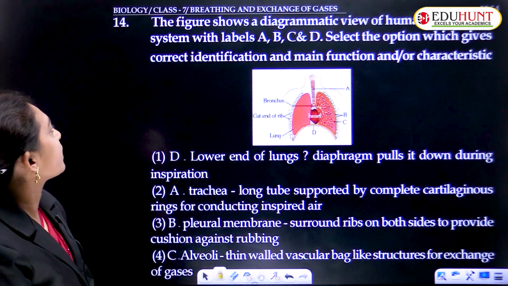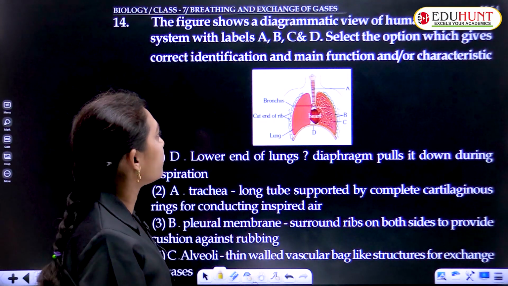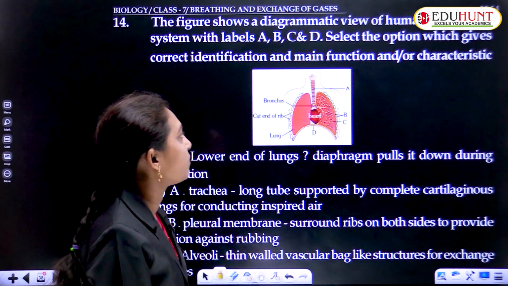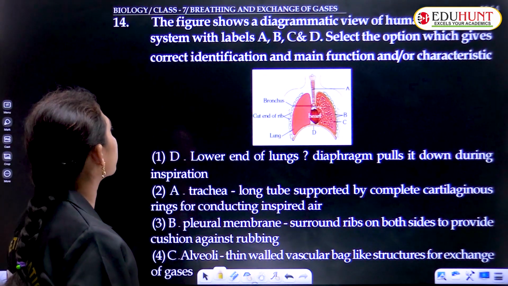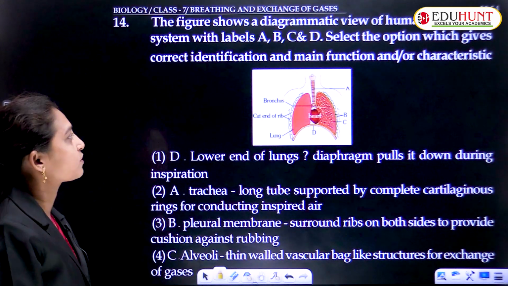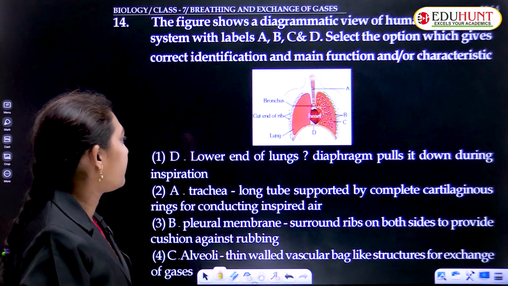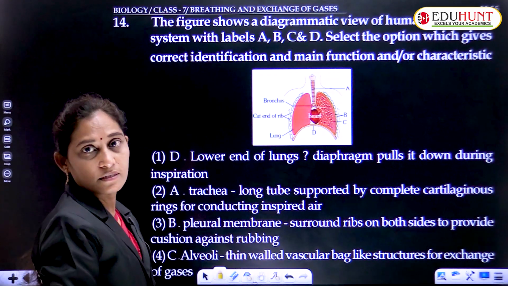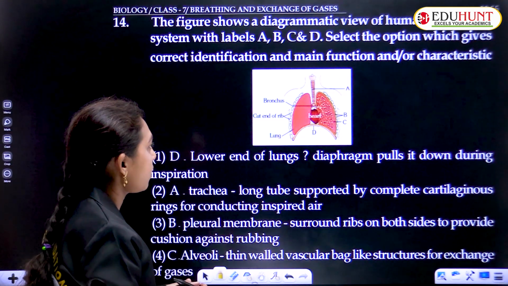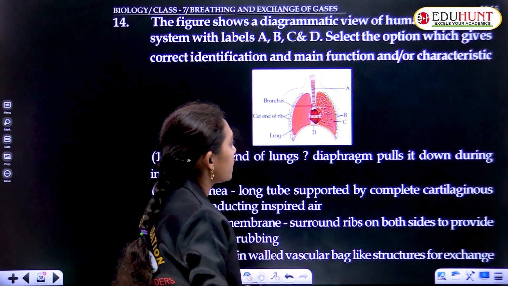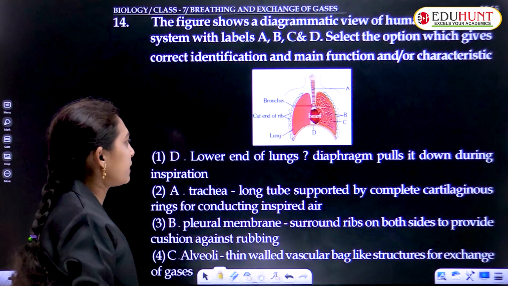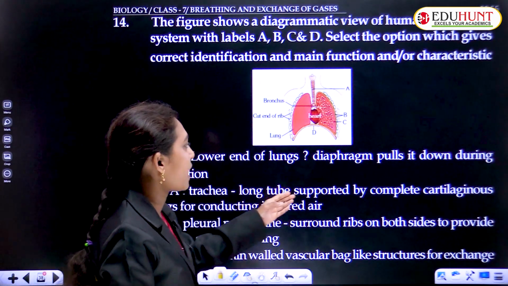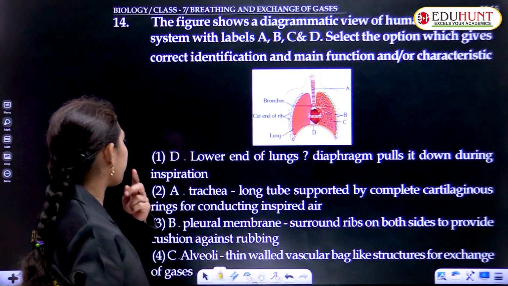The figure shows a diagrammatic view of human respiratory system with labels A, B, C and D. Select the option which gives correct identification and main function characteristic. A, B, C, D, these are the parts of the lungs. A is trachea, B is the wall of the lung, pleura, C is alveoli and D is diaphragm. So D is the lower end of lungs, diaphragm pulls it down during inspiration.